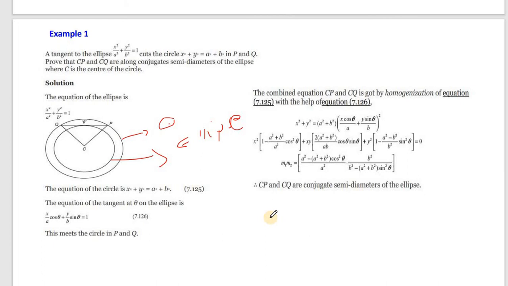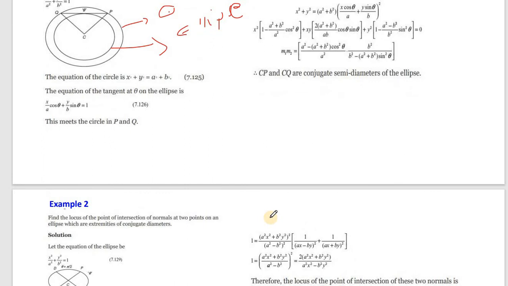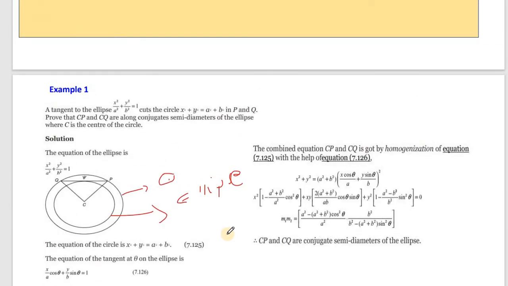Now because PQ meets the circle at P and Q, CP and CQ will give the combined equation, and we want to show that the angle between them is 90 degrees. So we shall check. The equation of the tangent at theta on the ellipse is this, x by a cos theta. Now if we want to get the combined equation, we have to homogenize the circle with the help of this line.